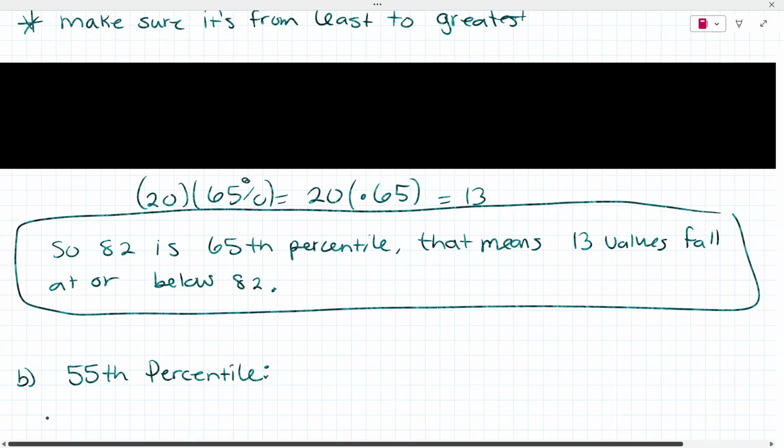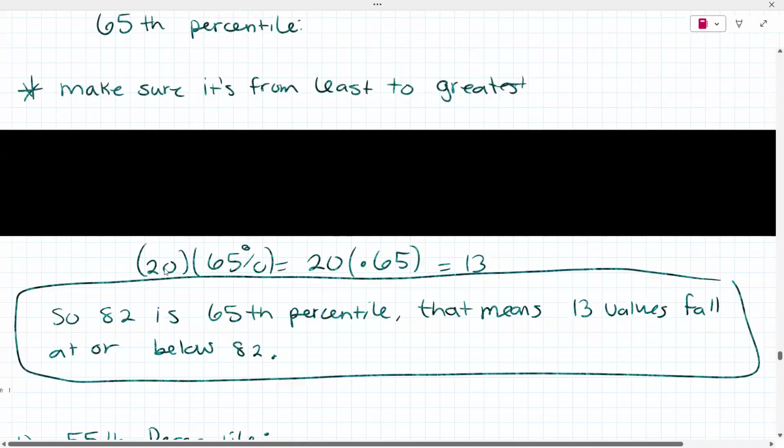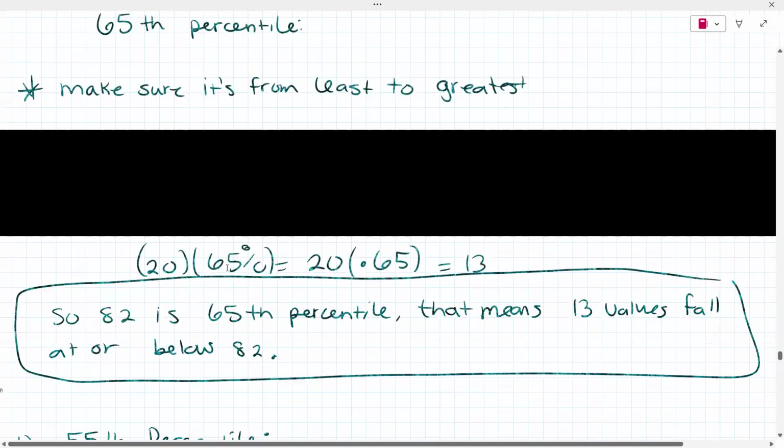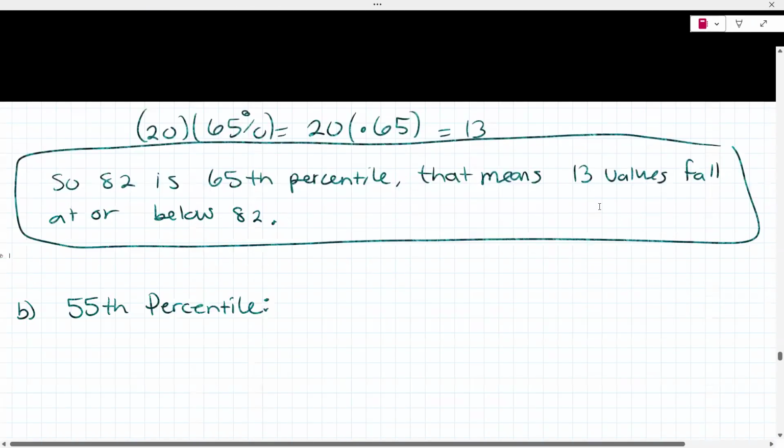Okay, so first, make sure it's in order, because if it's not, it'll be wrong. And then count how many total numbers you have. And since we're finding the 65th, it's going to be the total of numbers, 20 times the percentage. And then I got 13. Look at the numbers. 13 is 82. It just means that 82 is the 65th percentile. That means 13 values fall at or below 82.